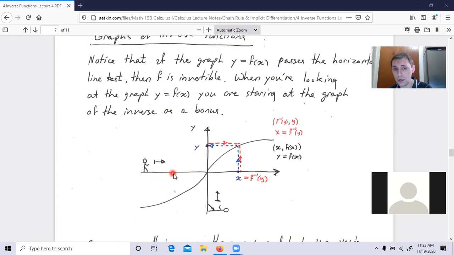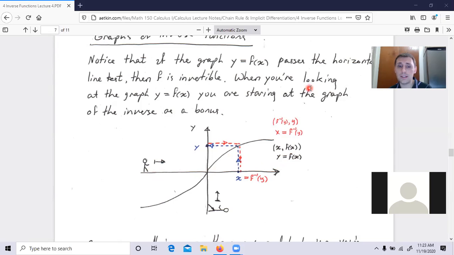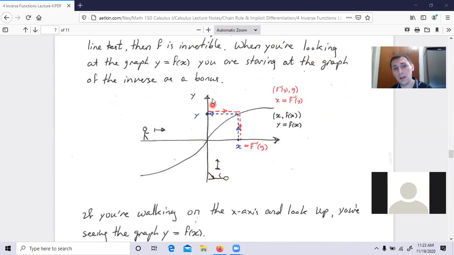And if you walk along the x-axis and look up, let's say you see x, f of x is the graph that you're seeing. You follow? X, f of x. Now, if I were to walk on the y-axis and this were my horizontal line, what will I be seeing? If this is my horizontal line, look at it.